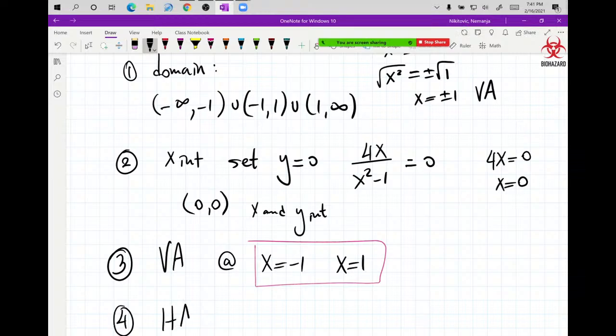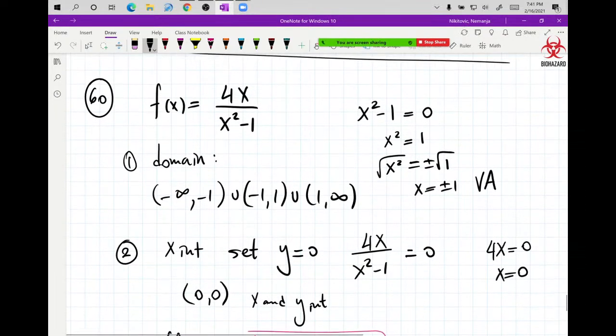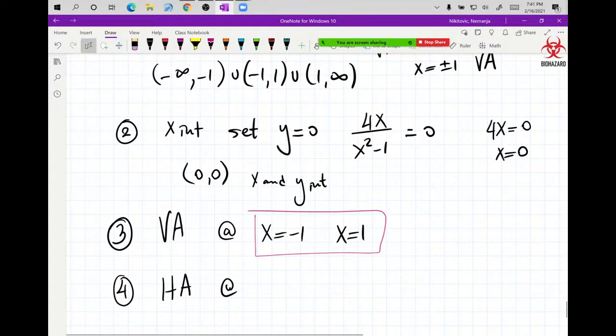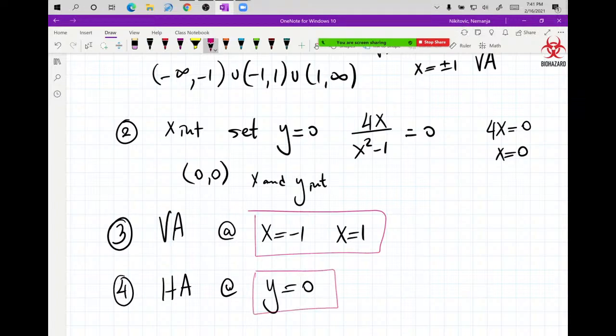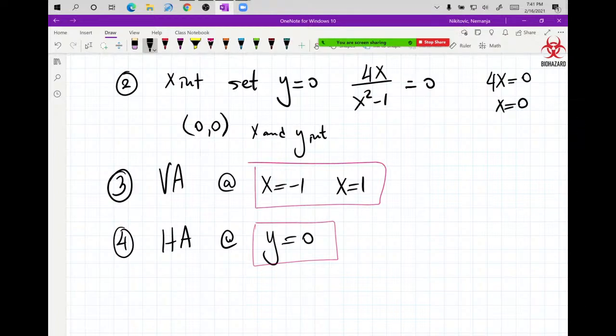4. Horizontal asymptote. Do we have them? Yeah. You see, the denominator has a bigger power. So y equals 0, which is technically the x-axis, is our horizontal asymptote. Now, because you have horizontal, you cannot have slant. So SA is none. No slant asymptotes.